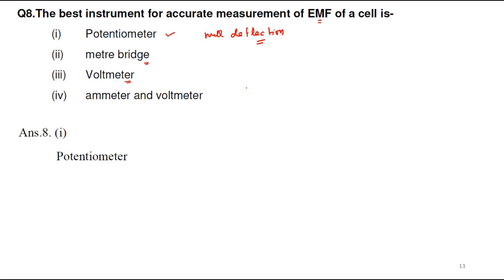Because by definition, EMF is the PD between the terminals when the cell does not deliver any current. But when you connect a voltmeter, the cell will deliver a current. See here, if this is a cell that has an EMF E, let's say, you connect it to a voltmeter.